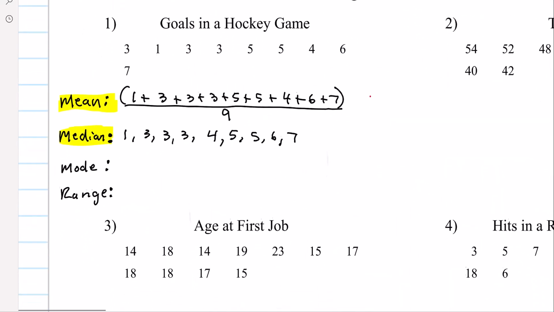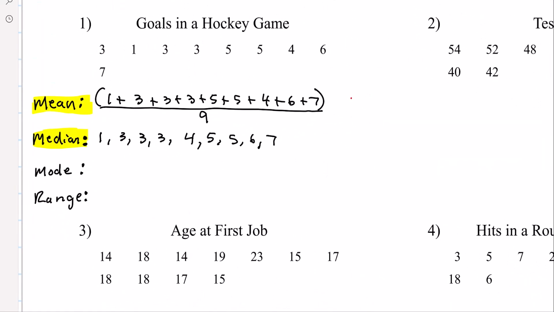So when I add these up, there's a couple ways to do it. See how there are 3 threes? Instead of doing 3 plus 3 plus 3, you could do 3 times 3 right there and 2 times 5 right there. That's probably how I would do it in calculator. But notice I ordered them least to greatest. It's easier to keep track.